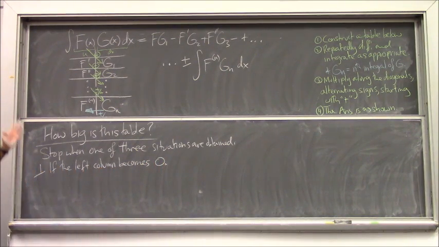So of course, if your f is, say, a polynomial, like an x to the 5th, you keep differentiating x to the 5th, eventually what's going to happen is you're going to get a 0. The moment you get a 0, stop. That's how long the table needs to be.